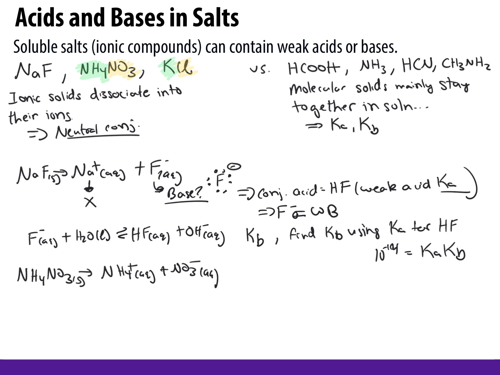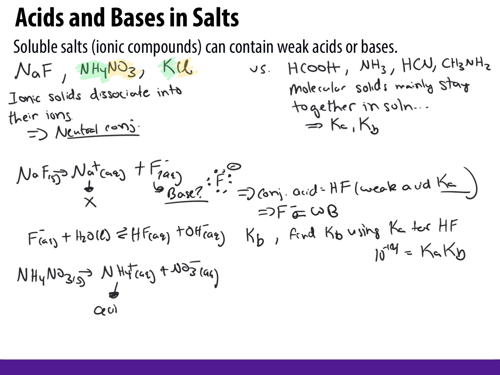What about the next one? NH4NO3 dissociates into the ions NH4 plus and NO3 minus in solution. So let's think about the acid-base properties of each of those. NH4 plus, if we look at that, is a nitrogen with a positive charge on it. We should be suspicious that it should be an acid.